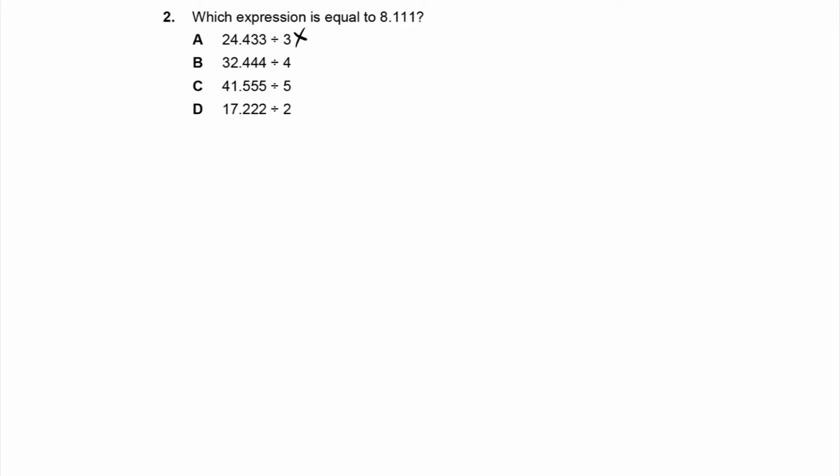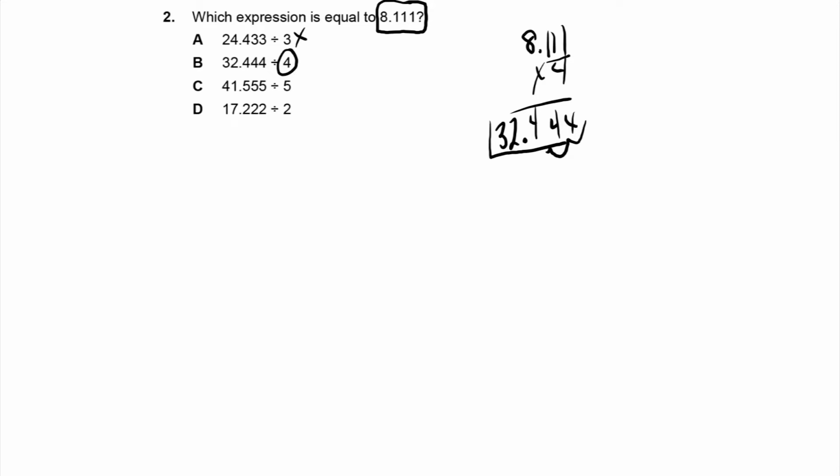Rather than doing the long division, I find it's easier to do multiplication. So I'm just going to go ahead and take the 4 and multiply times 8.111. 4 times 1 is 4. 4 times 1 is 4. 4 times 1 is 4. And 4 times 8 is 32. And I've got 3 decimal places. So I go 1, 2, 3. So I end up with 32.444. With luck, I found that B is exactly equal to 8.111.